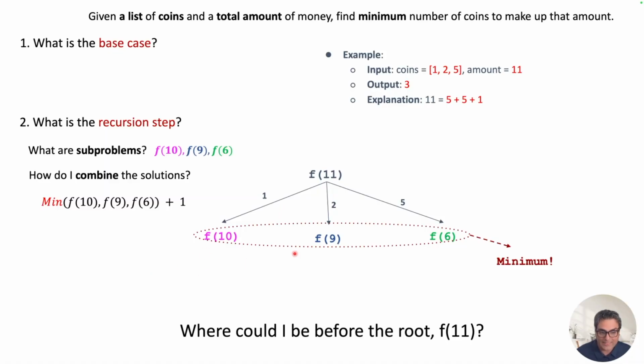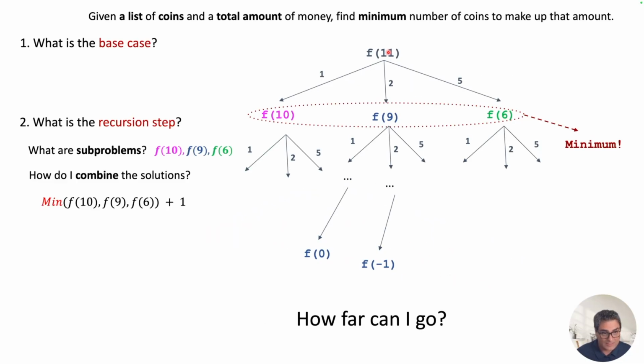10 goes to 3 other values, 9 goes to 3 other values, 6 goes to 3 other values. How far can I go down? And it turns out that you don't want to go down after 0. If you get to 0, which means building the amount of 0, you can't really build a negative amount, assuming your coins are non-negative, which is the case. You don't want to go lower than 0.